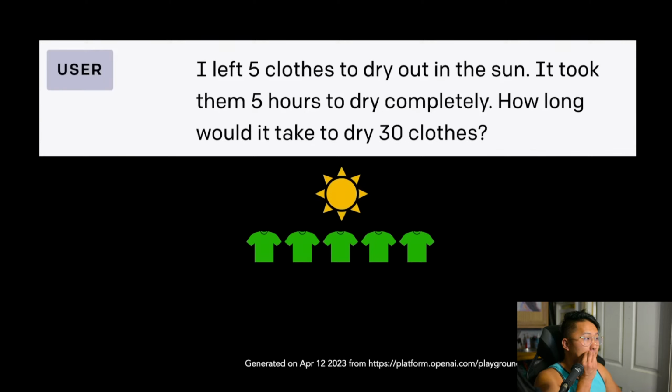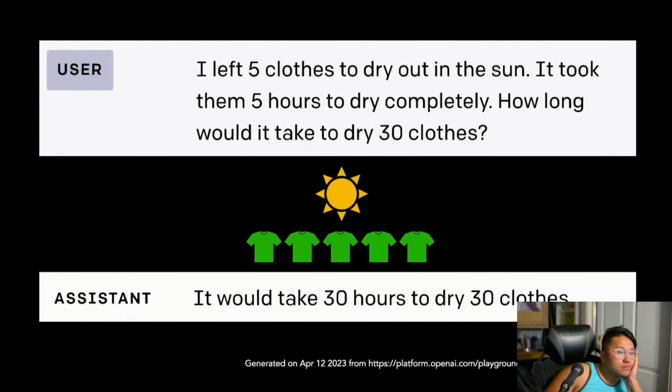So suppose I left 5 clothes to dry out in the sun, and it took them 5 hours to dry completely. How long would it take to dry 30 clothes? GPT-4, the newest, greatest AI system, says 30 hours.